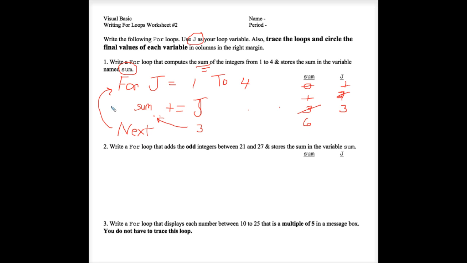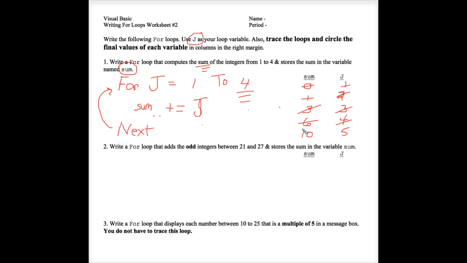The word next takes us to the top. J steps up to 4. And now 4 is added into sum from right to left, making the grand total of sum 10. We loop back up to the top. We still step j up to 5. And then the computer realizes that j is over the upper boundary, so it does not do anything else. It does not execute this sum statement anymore. It's done. The loop has terminated.